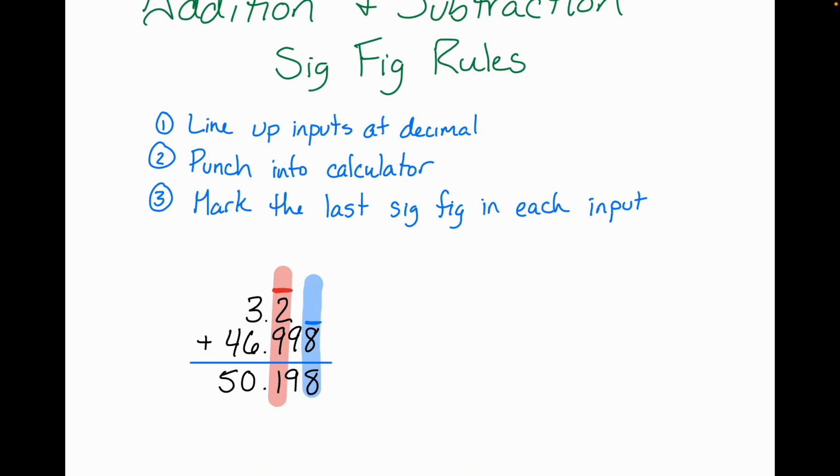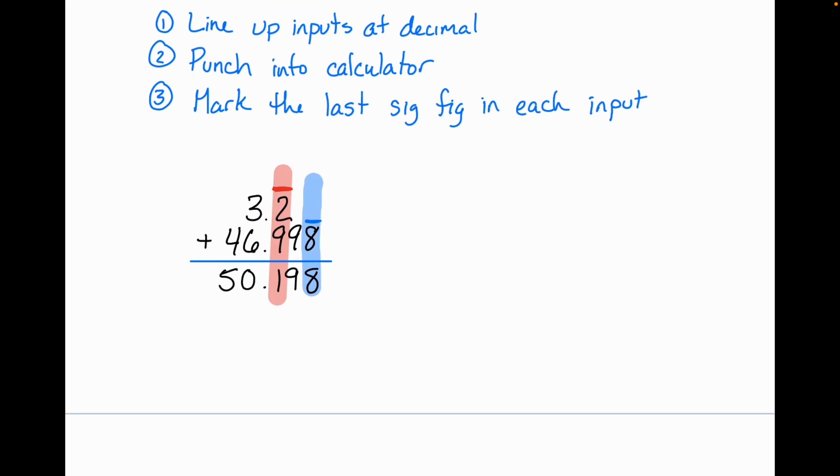Okay, so we line them up, and whichever one of our sig figs is further to the left, whichever position is further to the left, that's what we're going to round our answer to. Okay, so in this case, I'm going to round to this position right here. My final answer would be the 50.2.